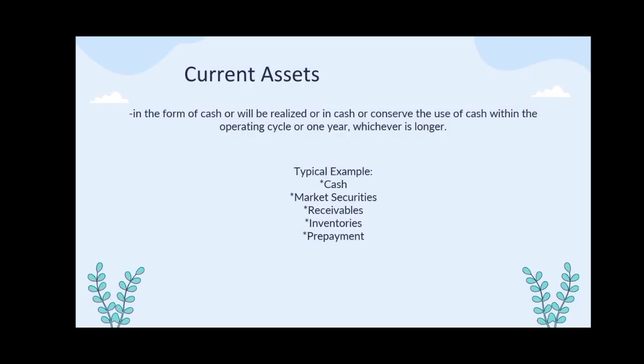A current asset is an asset in the form of cash, or one that will be realized in cash or conserve the use of cash within the operating cycle or 1 year, whichever is longer. Typical examples: cash, marketable securities, receivables, inventory, and prepayments.